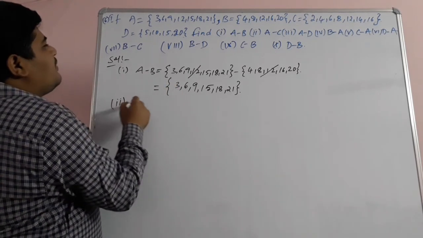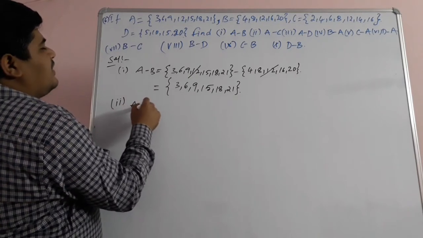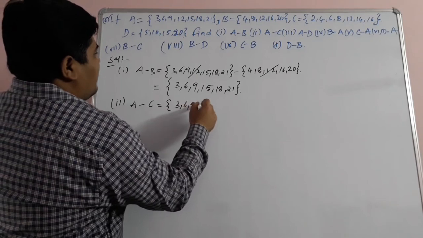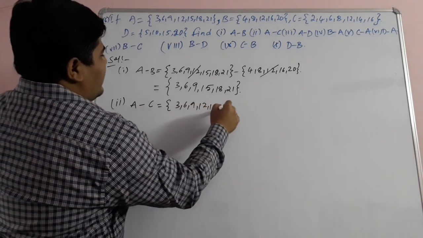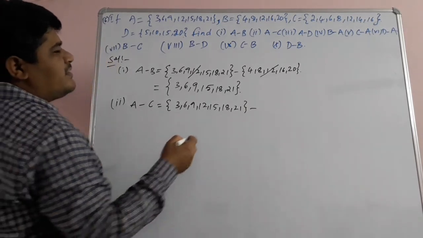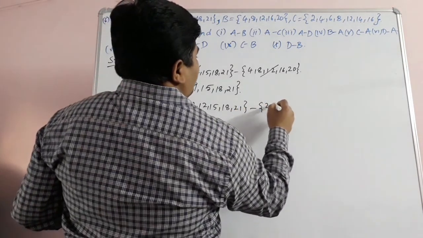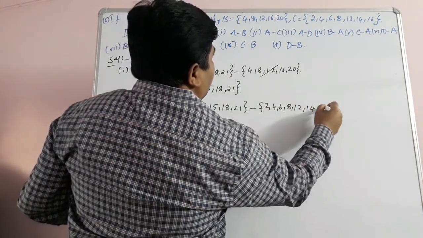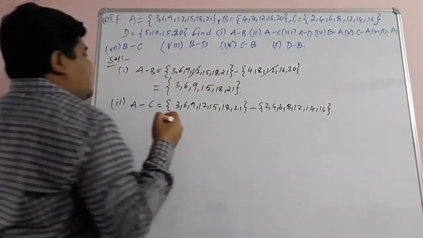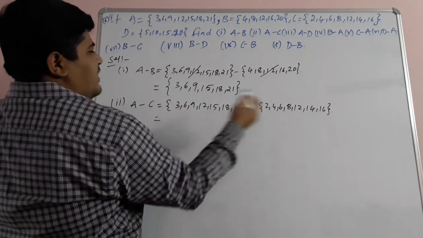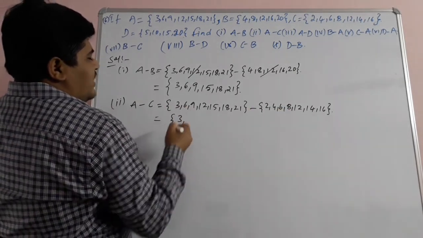Let's see the second problem, children. What is that? A minus C. A is what? 3, 6, 9, 12, 15, 18, 21. Minus, what is set C, children? 2, 4, 6, 8, 12, 14, 16. It means, children, A minus C means the element should be there in A, not in C. 3 is there in the first set, it is not there in the second set. You can take 3 here.